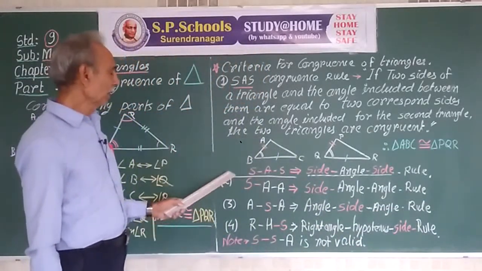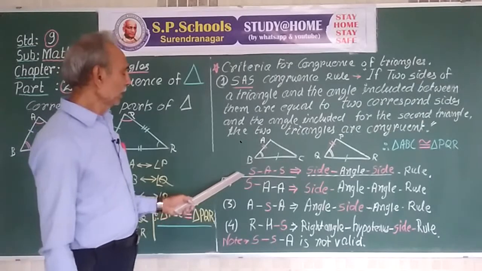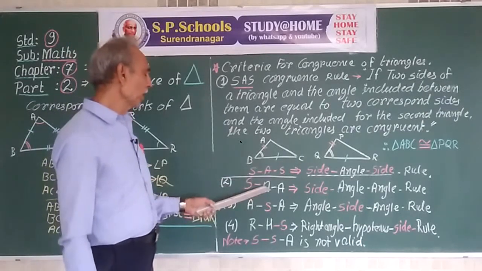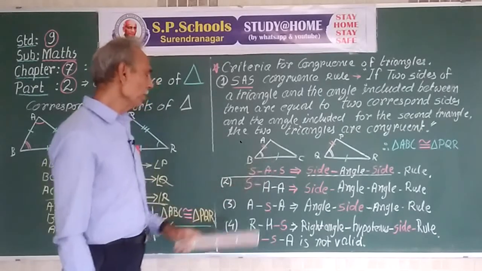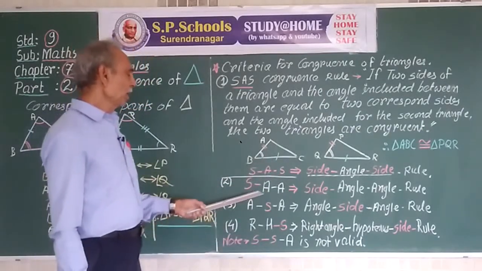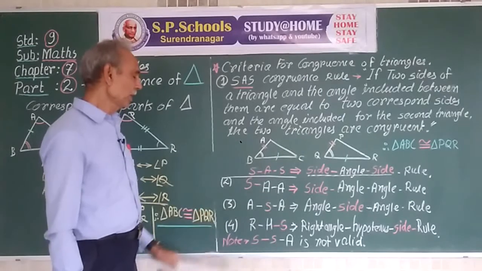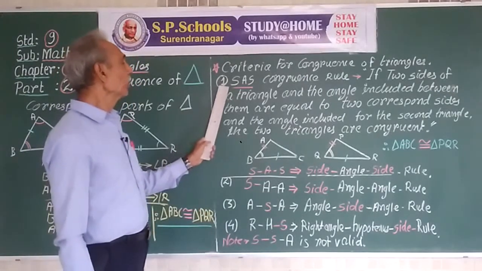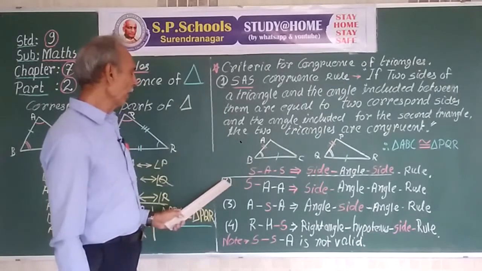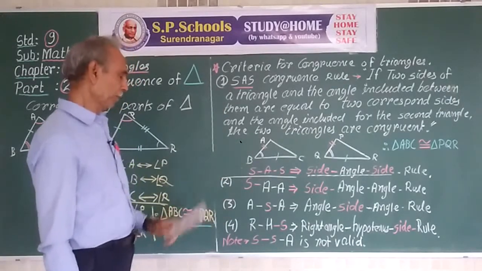So mark the peculiarity of two sides and the angle between them, two angles and a side in case of congruency rules 1, 2 and 3.